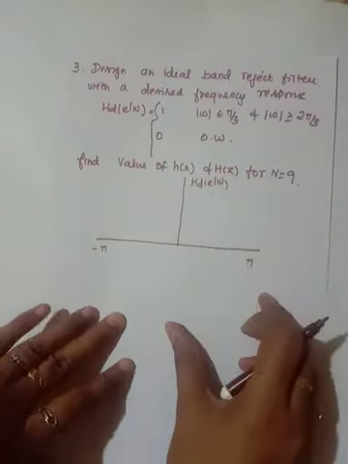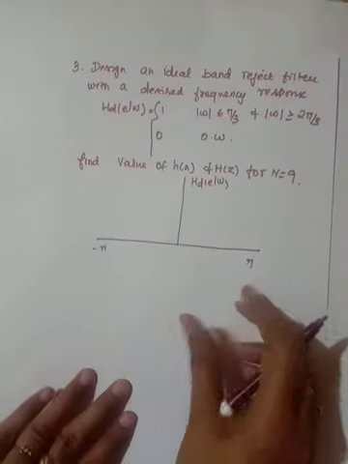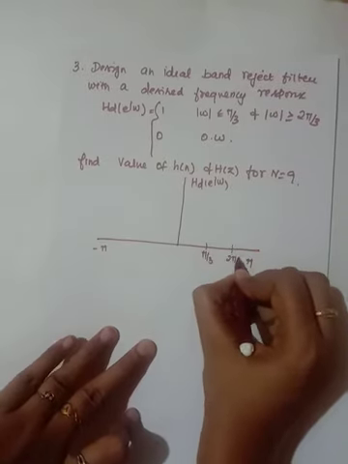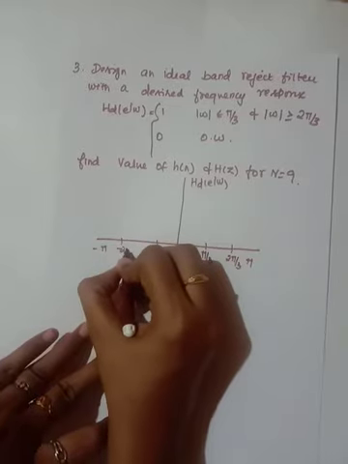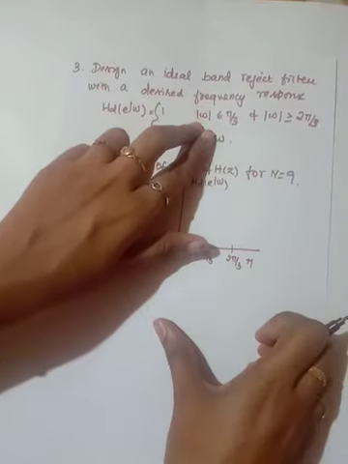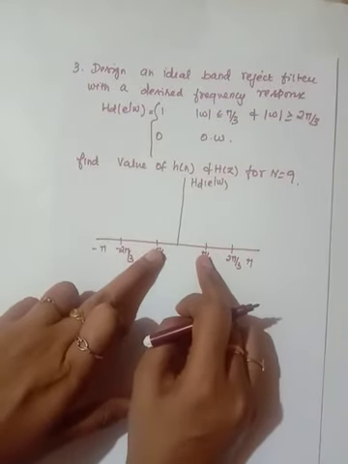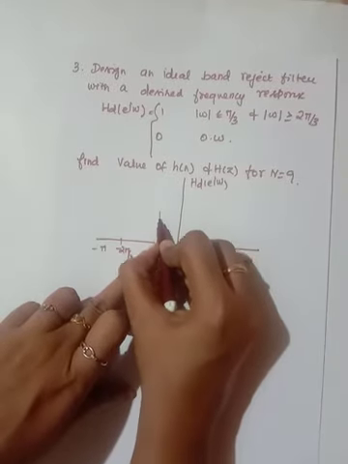See here, in this band reject filter you have two cutoff frequencies, right? One is pi by 3, and another is 2 pi by 3, and here minus pi by 3 and minus 2 pi by 3. So what is given here? Mod omega less than or equal to pi by 3. For this entire range, mod omega less than or equal to pi by 3, it is 1.